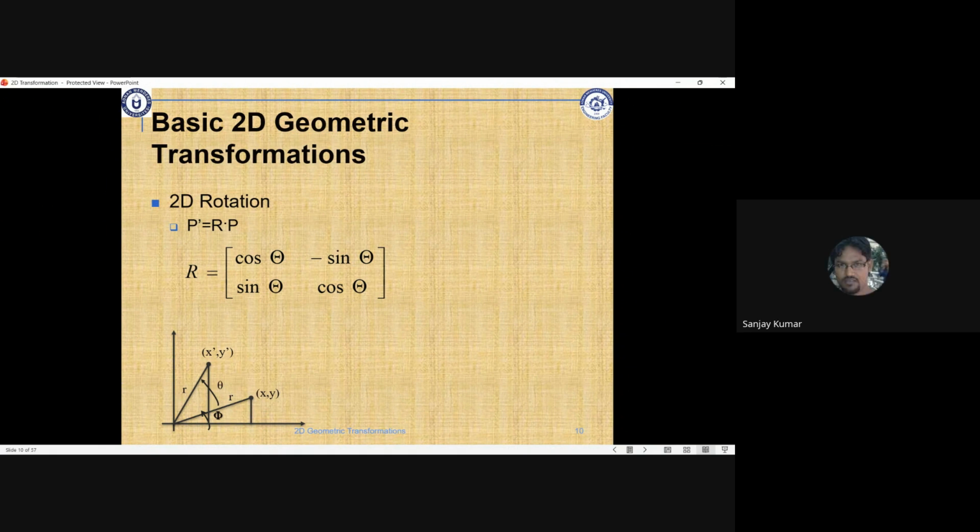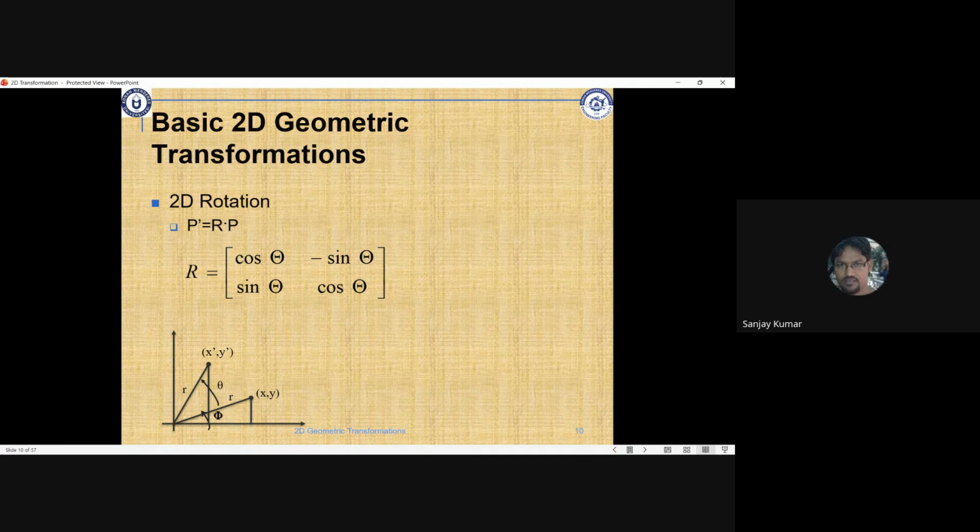Sir, have you calculated the value of this matrix, the value of R? I mean, in the next slide it has been given. No, the value of R is obtained if theta is given. R is your rotation matrix, so it is not an actual single value. You will not get a single value of R, because R itself is a matrix. A matrix does not have any single value.